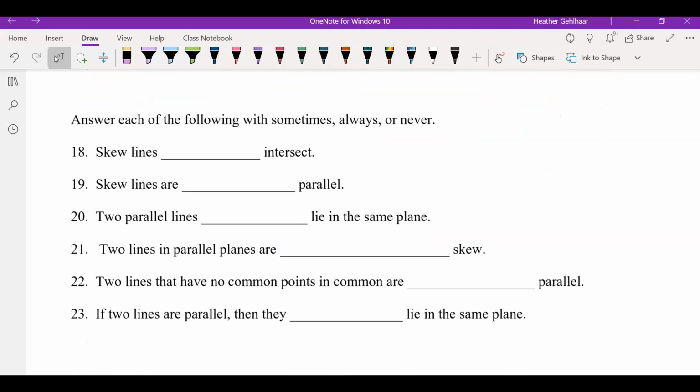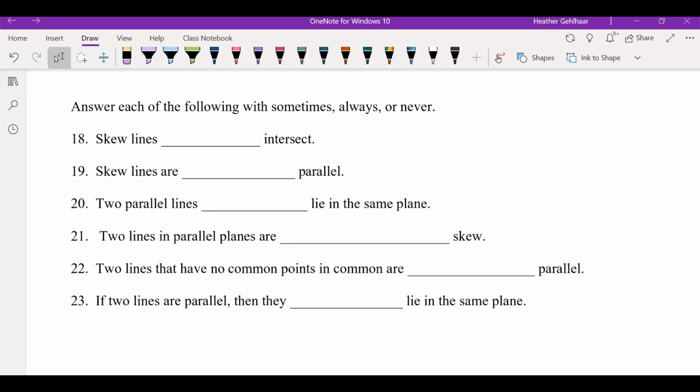So the next ones, we are going to just fill in what we know about those vocabulary words that we just learned. So if you'd like to go ahead and pause this video and answer these questions, be my guest. And it's good practice to understand that vocab. So it says here, answer each of the following with sometimes, always, never. I'm just going to put an S, A, or an N.